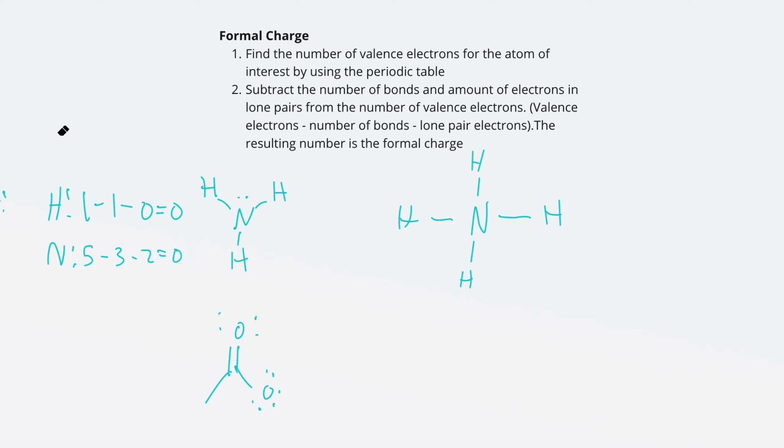If we do the molecule on the right, the hydrogens would have the same thing. It'd be 1 minus 1 because they have 1 bond and no lone pairs. But if we did the nitrogen for the one on the right, we'd have 5 minus 4 because there are 4 bonds. And now we have no lone pairs. So it'd be 5 minus 4 minus 0 to equal 1. So then a plus 1 formal charge would be assigned to the nitrogen.